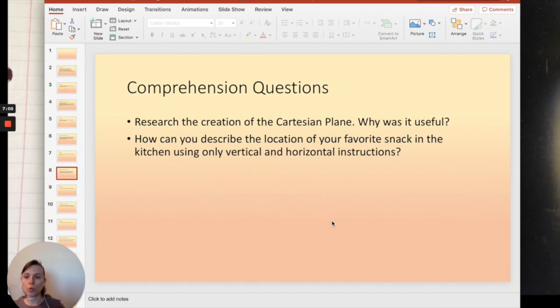So comprehension questions. Research the creation of the Cartesian plane. So it was after René Descartes, which is why it's a Cartesian plane, and Descartes was French. Why was it useful? Because he had a use why he created it. And it's a silly one too. How could you describe the location of your favorite snack in the kitchen using only vertical and horizontal instructions?